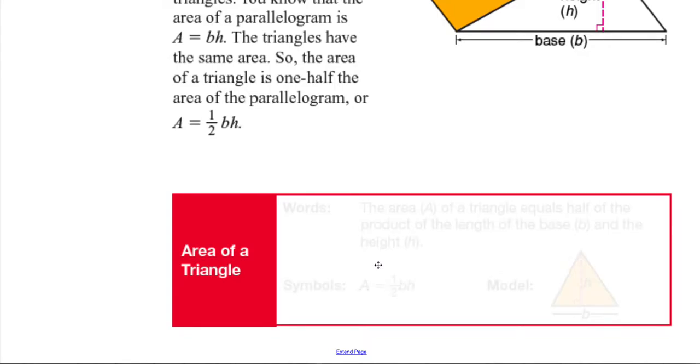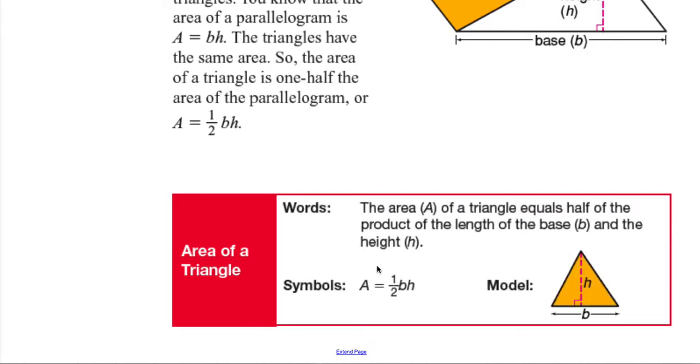So we go to our definition of the area of a triangle. The area of a triangle equals half the product of the length of the base and the height. Going back to what we learned in the last lesson, height and base are always perpendicular to each other, or they form right angles. To find your height, you need to find the line that is perpendicular to the base. In symbols, the area of a triangle is equal to 1/2 BH. Let's see how this works.